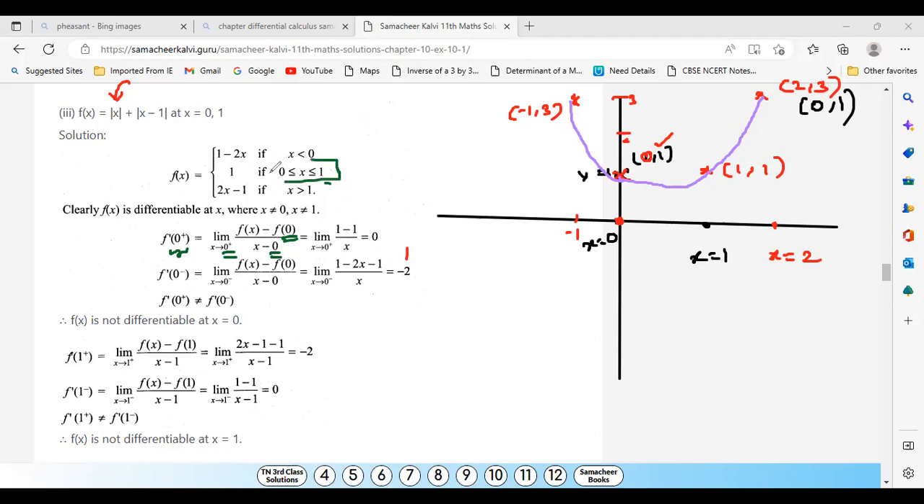Maybe it is lesser than 1. There is a chance that it could be lesser than 1. But definitely we can't say it might be greater than 1. So this is the more appropriate function.